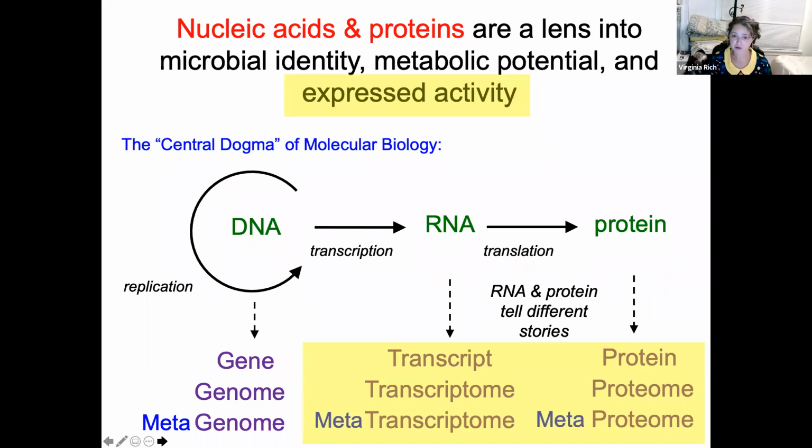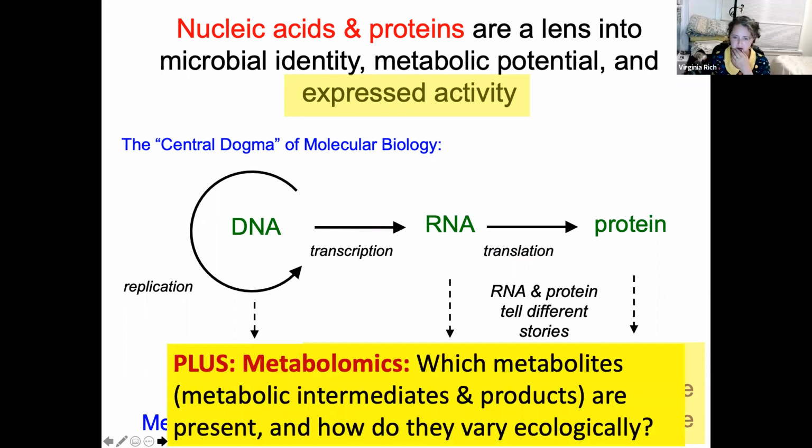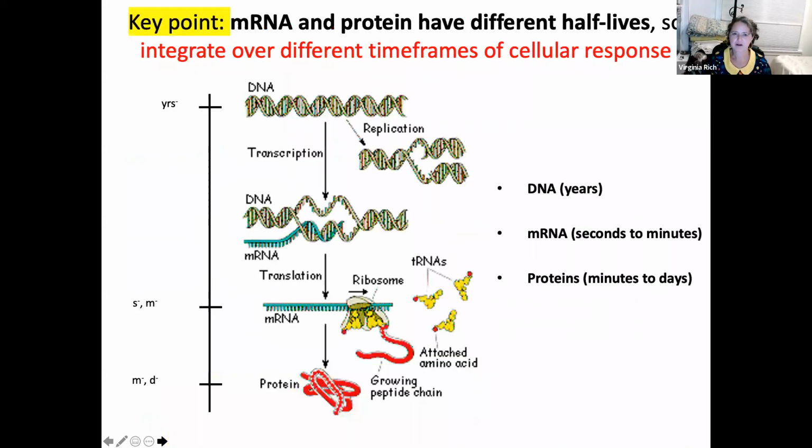Okay, so for expressed activity, we're talking about meta-T and meta-P, reminding us of how this fits on this framework. And I'd just like to flag here, metabolomics is also really important. We are not talking about that in today's lecture, but metabolomics is which metabolites, both the intermediates and the products, are present, and how they vary ecologically. And those are kind of the output, if you will, of the action of the proteins on the environment. Okay, so reminding ourselves that mRNA and protein have different half-lives, and so they integrate over different timeframes. So RNA tells us something about quick timeframes, and protein is a slower timeframe.